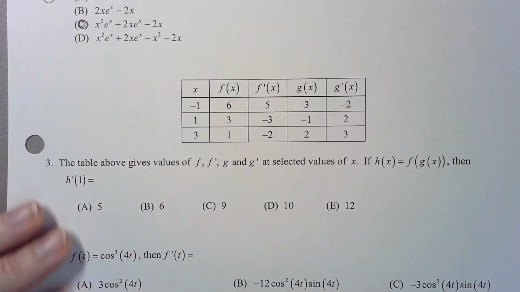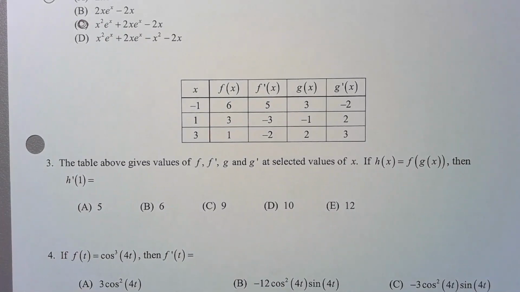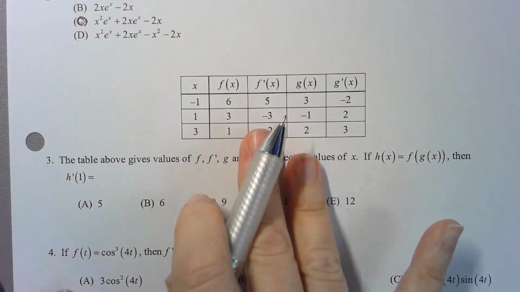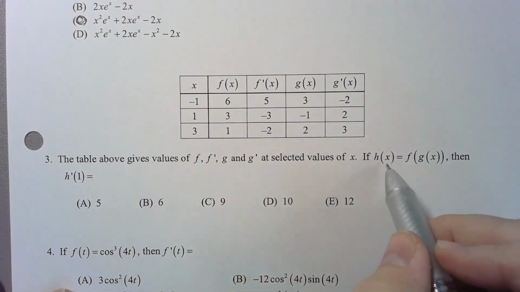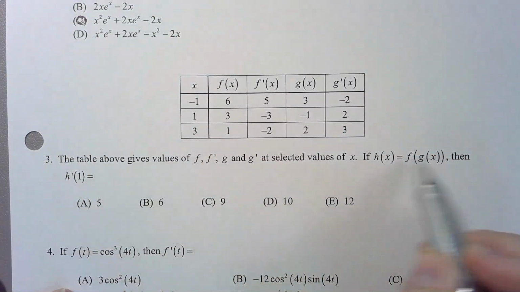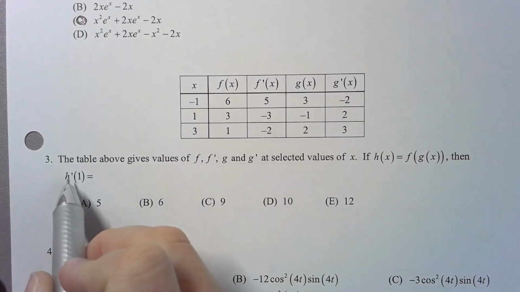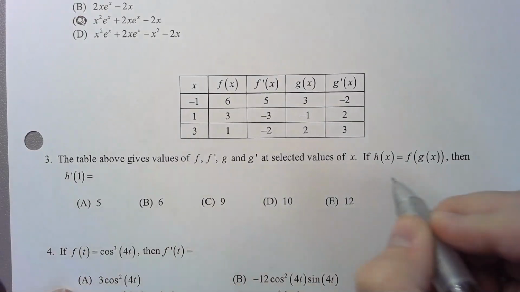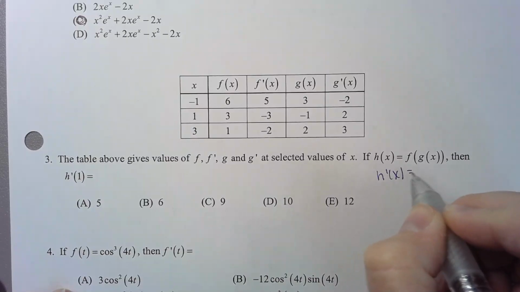So question 3, we've seen lots of these this year, but we have a table, lots of information. They're introducing f and g and their derivatives. But then they start talking about h, and essentially they want h prime of 1, which means the first thing we need to find is h prime of x.